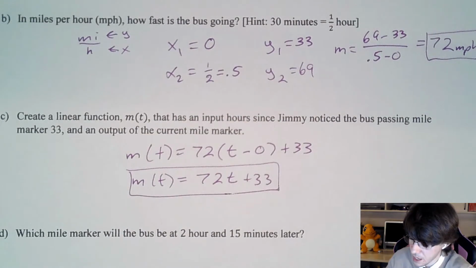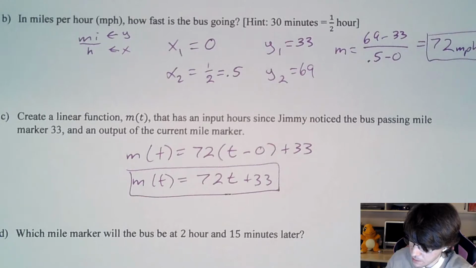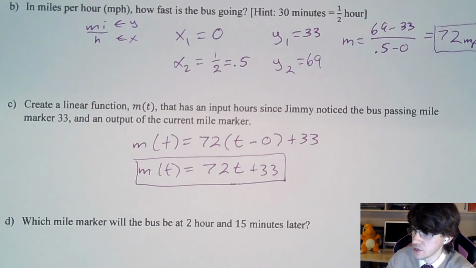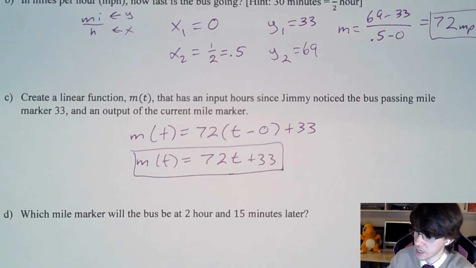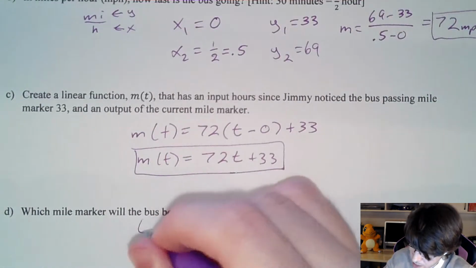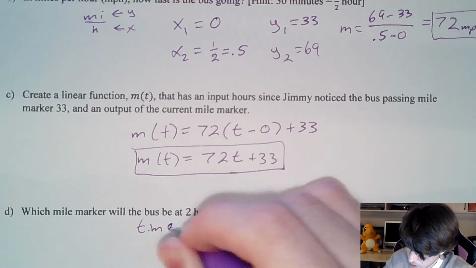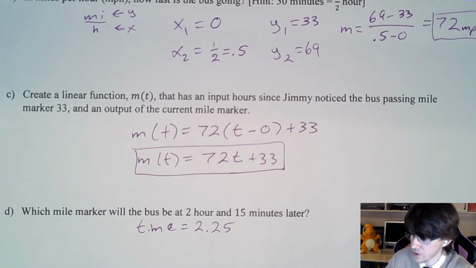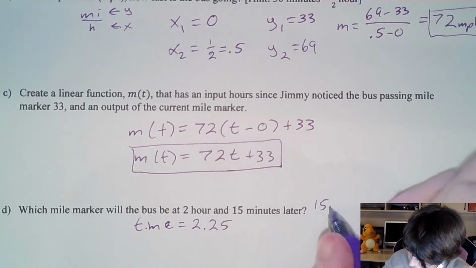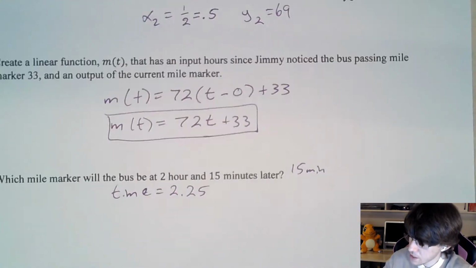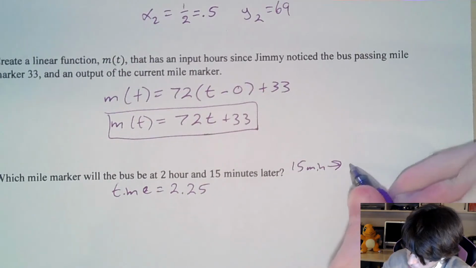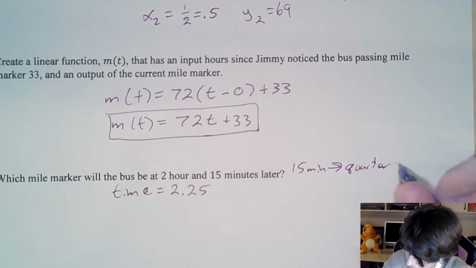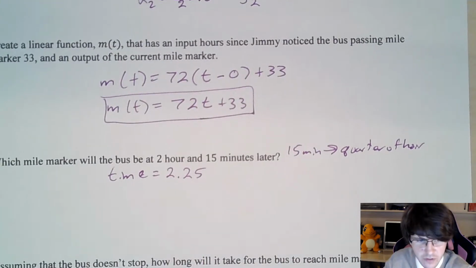Which mile marker will the bus be at 2 hours and 15 minutes later? This again requires us to make sure that we plug everything in for time. We want time to be equal to 2.25. So let's figure out where I got that. 15 minutes is a quarter of an hour, and that's where I got the 0.25.